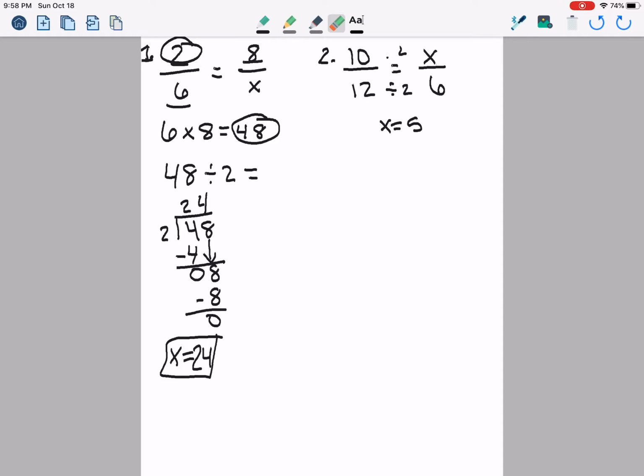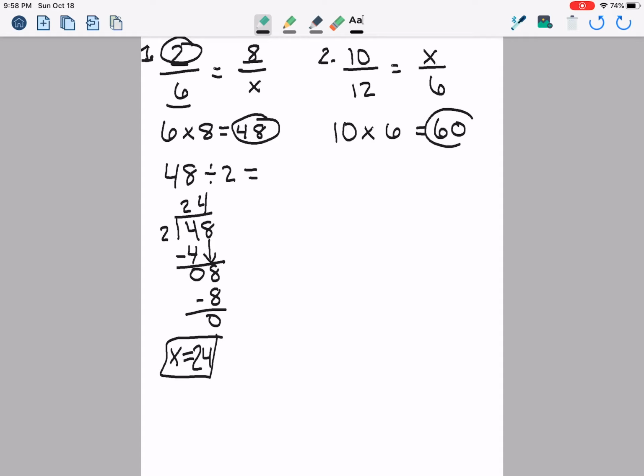Now let's show it with cross multiplying. So I'm going to erase this. So I would multiply the two numbers that are diagonal from each other, which would be 10 times 6, which equals 60.